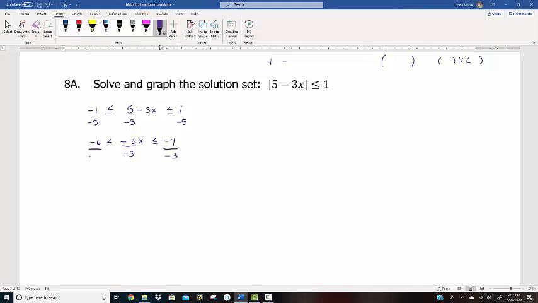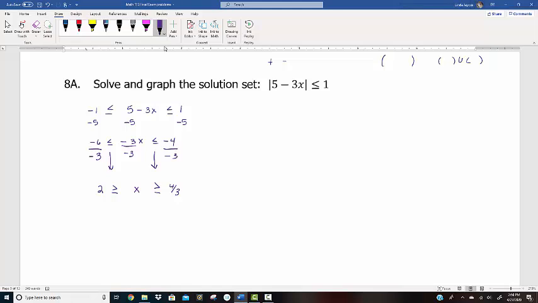As with any inequality, whenever we divide by a negative, these change direction. That means both of them change direction. The 3's will cancel in the middle and you'll be left with an x. The negatives will cancel. This will have a 4/3. Negatives will cancel. 6 divided by 3 is 2.